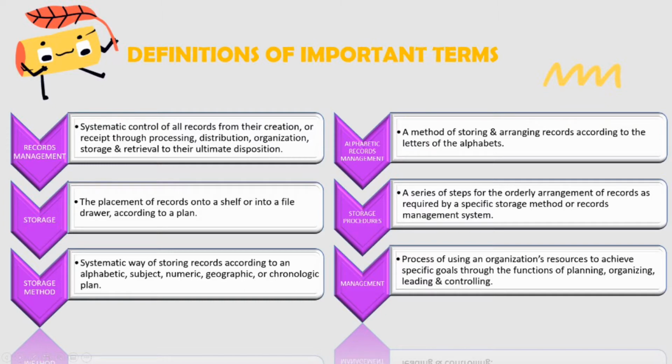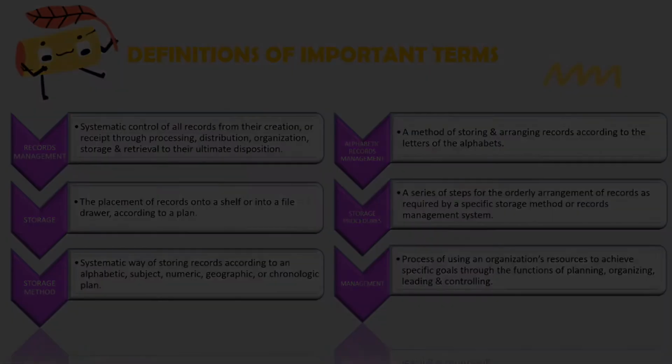Then, storage procedures. It is a series of steps for the orderly arrangement of records as required by a specific storage method or records management system. And lastly, management. It is a process of using an organization's resources to achieve specific goals through the functions of planning, organizing, leading, and controlling.